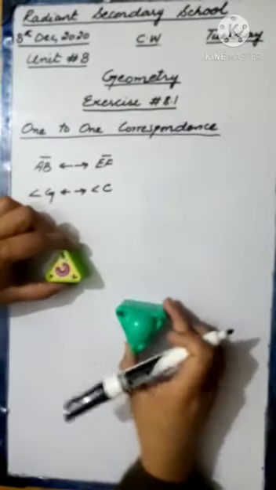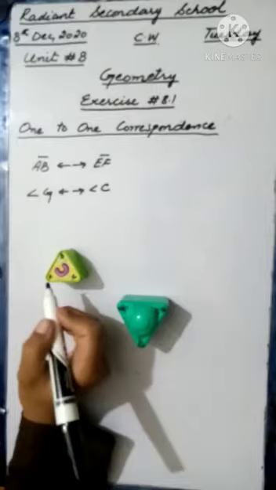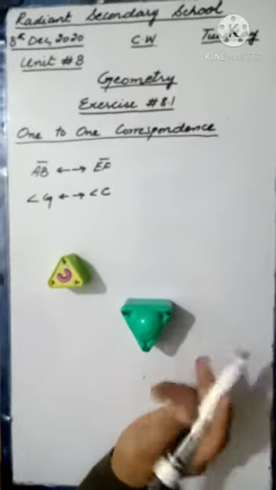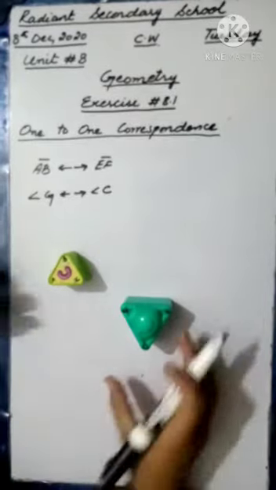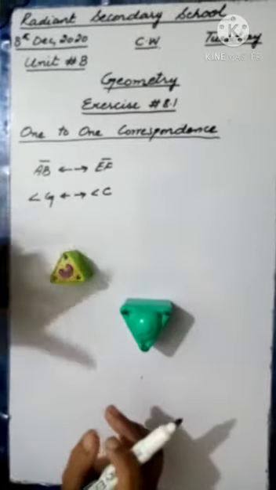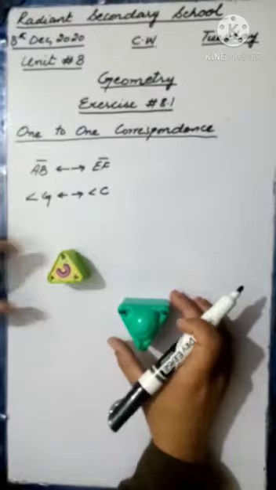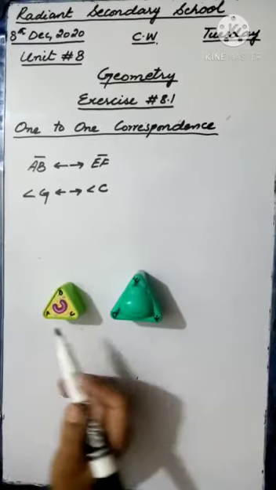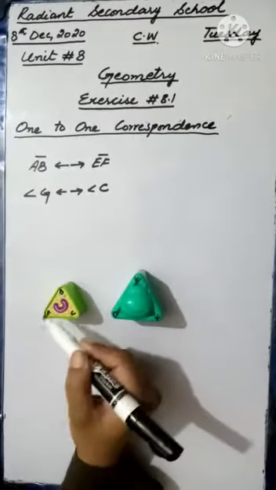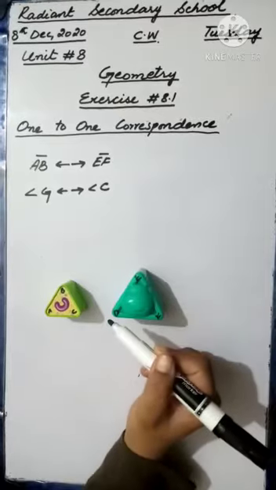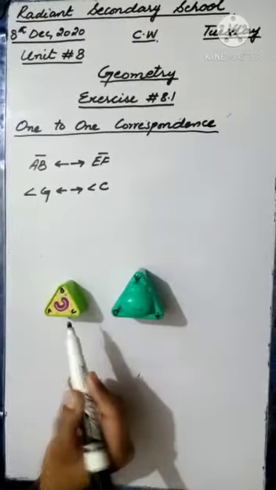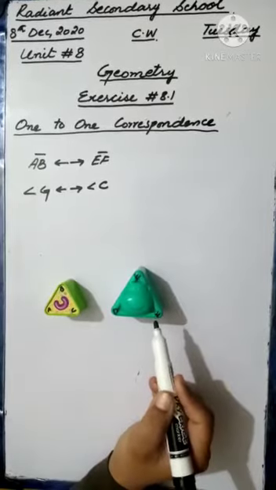Like if I am putting this triangle like this and this is like this. This is triangle ABC and this is triangle DEF. So students, now you can see that this triangle is like this and this is like this. So if I am putting this triangle the same as this triangle, now we can say what the corresponding sides are. AB is corresponding to DE, BC is corresponding to EF, AC is corresponding to DF.